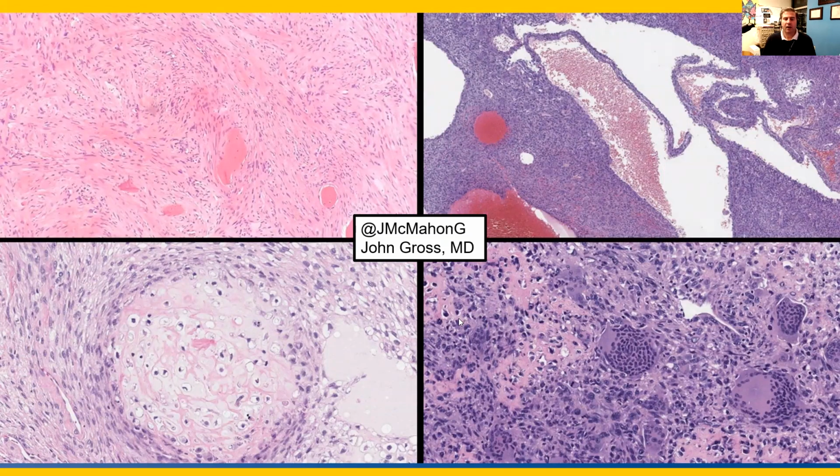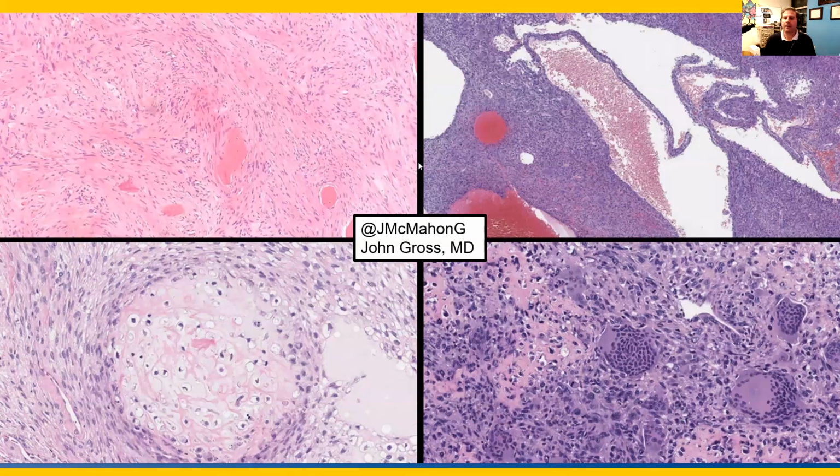Here's a collage of different osteosarcoma subtypes. At the top left is fibroblastic osteosarcoma with a low-grade, bland, variably pleomorphic spindle cell sarcoma with scattered spicules and foci of well-formed bone shown here.